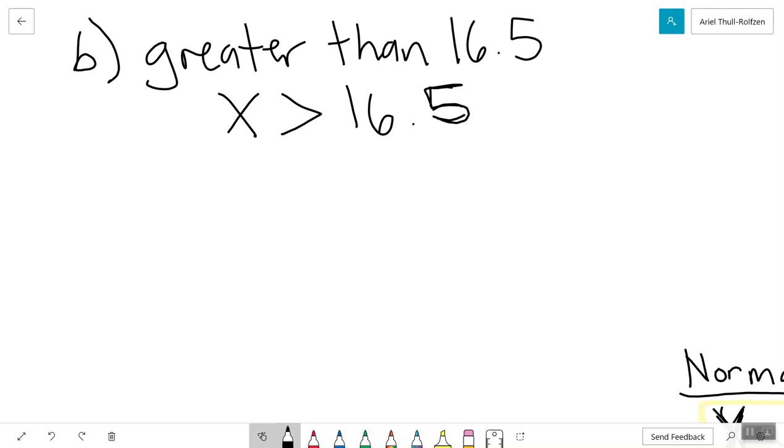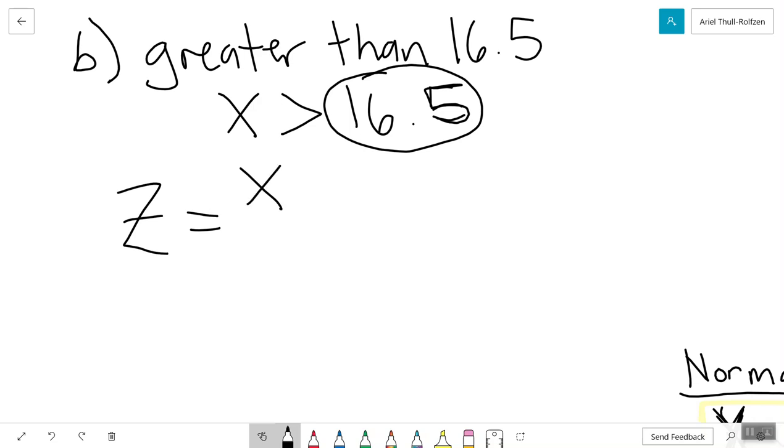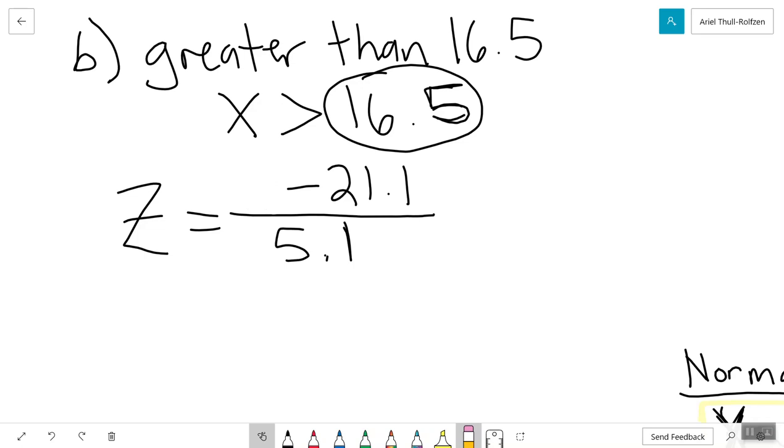So we're going to do the same thing we did for the last one. I know that 16.5 is going to be the X value that I plug in. So I'm going to say that Z equals X minus 21.1 divided by 5.1. We're going to pull that X out and put 16.5 in.